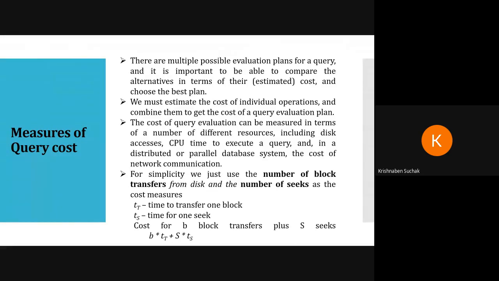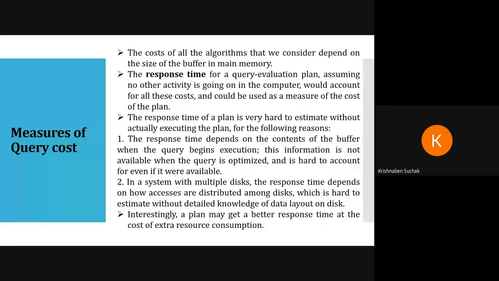Okay, fine. So basically the measurement of query cost can be done in different ways. There are different ways to measure the query cost, and there are the number of block transfers and the number of seeks. Fine. Here one equation is also given. Now, the cost of all algorithms that we consider depends on the size of the buffer in main memory. So whatever cost we consider depends on the size of the buffer in main memory, okay?